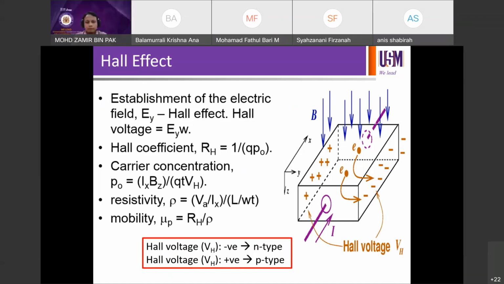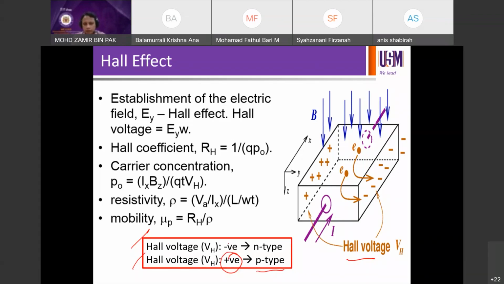You'll be getting a positive Hall voltage. So that means you are showing p-type majority carriers or a p-type material. On the other hand, if you have a negative Hall voltage generated from the characterization, then you know that your semiconductor is n-type. Okay.